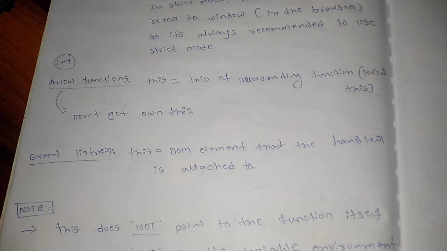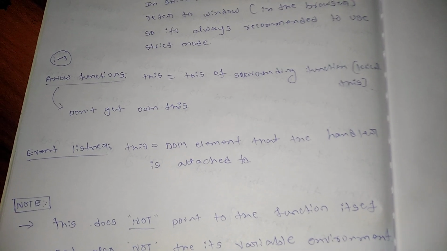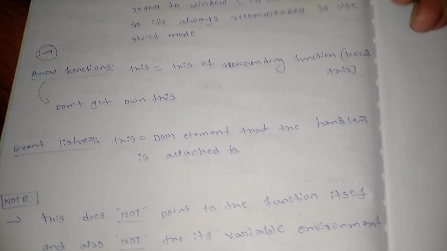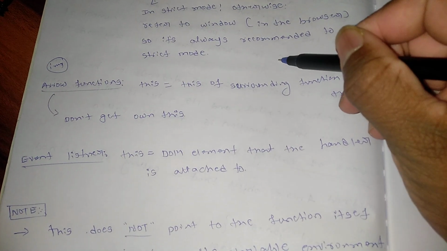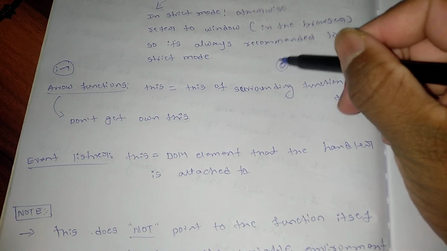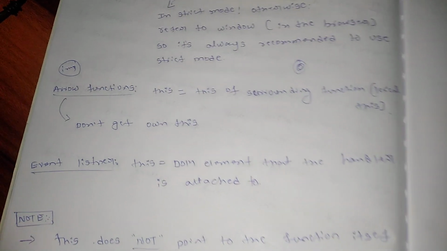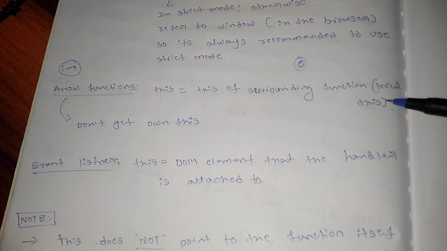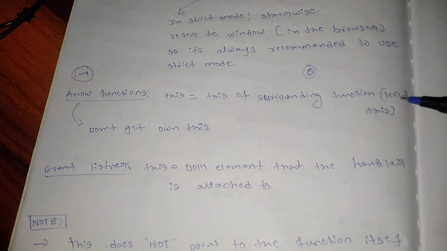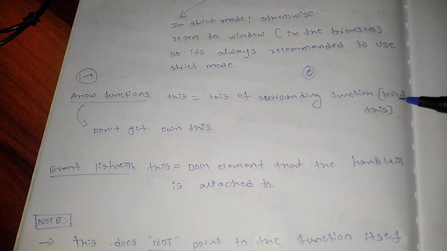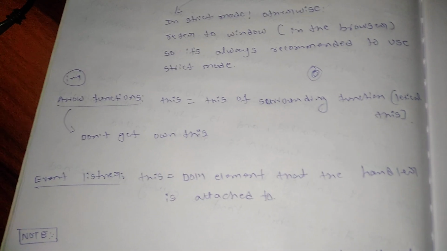This means it will be referring to the outer element. So if the arrow function is defined over here, then it will be referring to the elements of the outer function. I will also show that with an example. Just remember that arrow functions don't have their own this keyword, they will be referring to the lexical this, that is one step above.